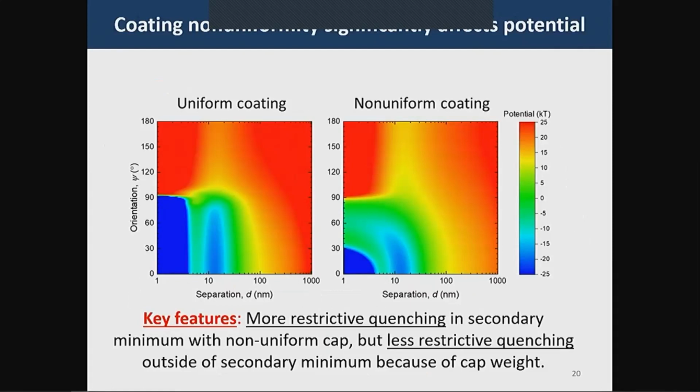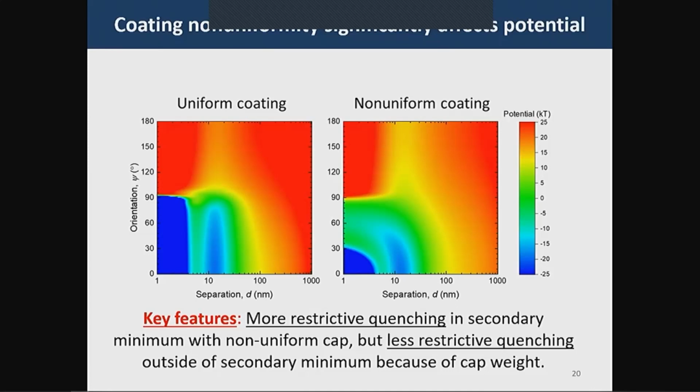But the key feature that you should take from this is that there's more restrictive quenching in the secondary minimum with the non-uniform cap, which means that the secondary minimum is somewhat smaller than in the uniform coating case, but it's less restrictively orientationally quenched out of the secondary minimum, and that's primarily because of the cap weight. Because if you have a non-uniform coating where the maximum thickness is identical, then you can just logically recognize that you would have less mass of the cap in the non-uniform case because you need to decay the thickness down to 0.